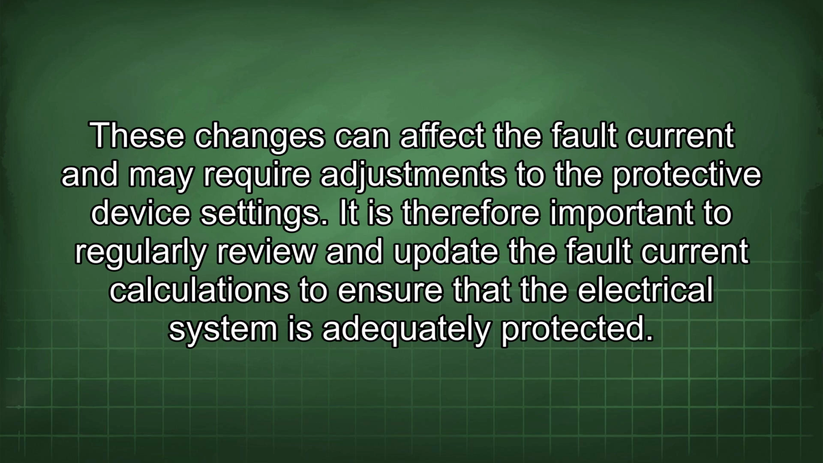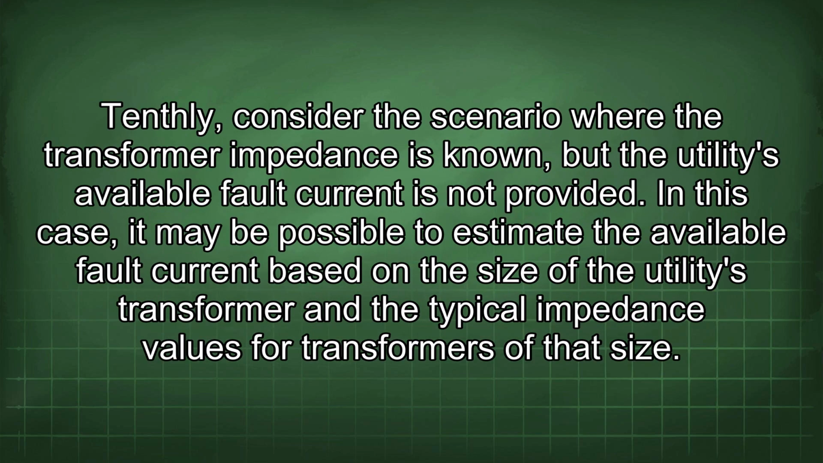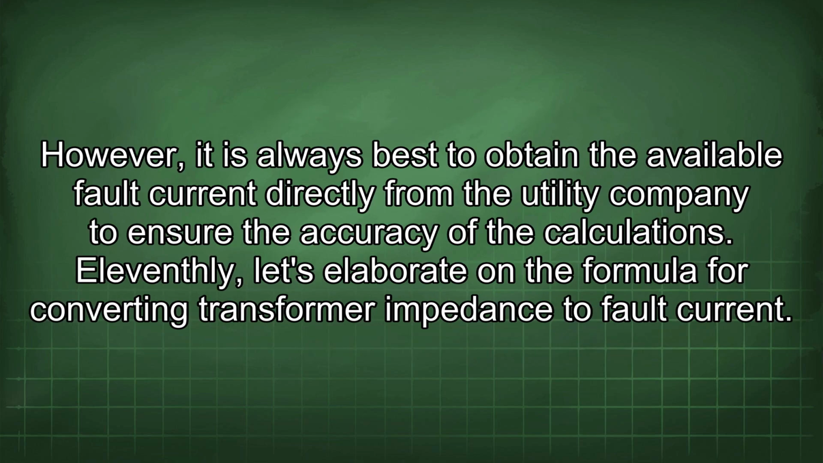Tenthly, consider the scenario where the transformer impedance is known, but the utility's available fault current is not provided. In this case, it may be possible to estimate the available fault current based on the size of the utility's transformer and the typical impedance values for transformers of that size. However, it is always best to obtain the available fault current directly from the utility company to ensure the accuracy of the calculations.